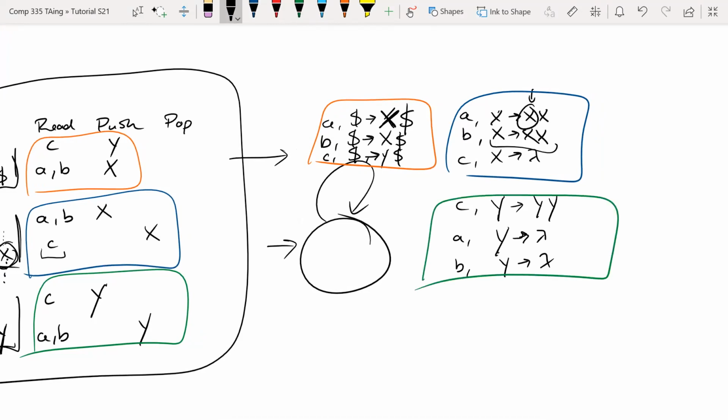So the question was, why can't we just do lambda x, right? So yeah, if you put a lambda, then you can always use it, right?